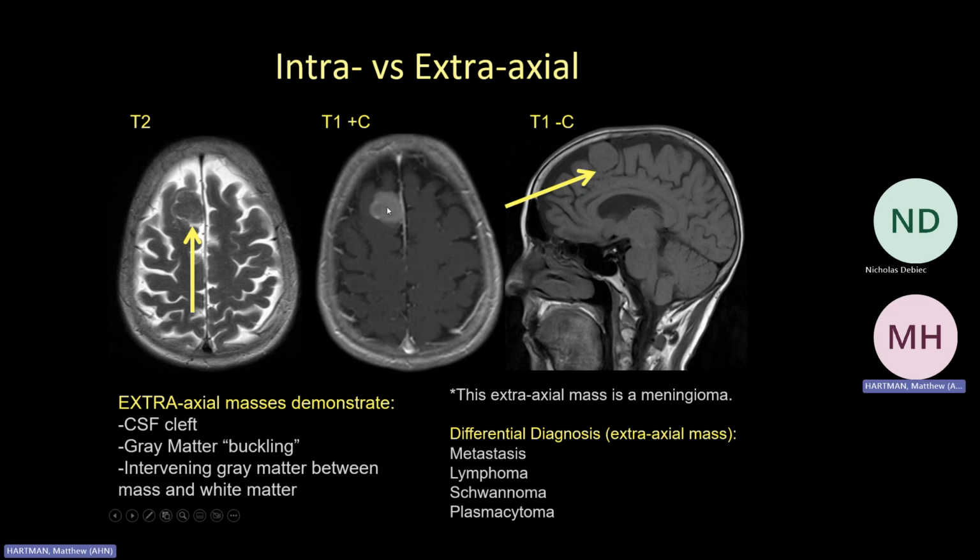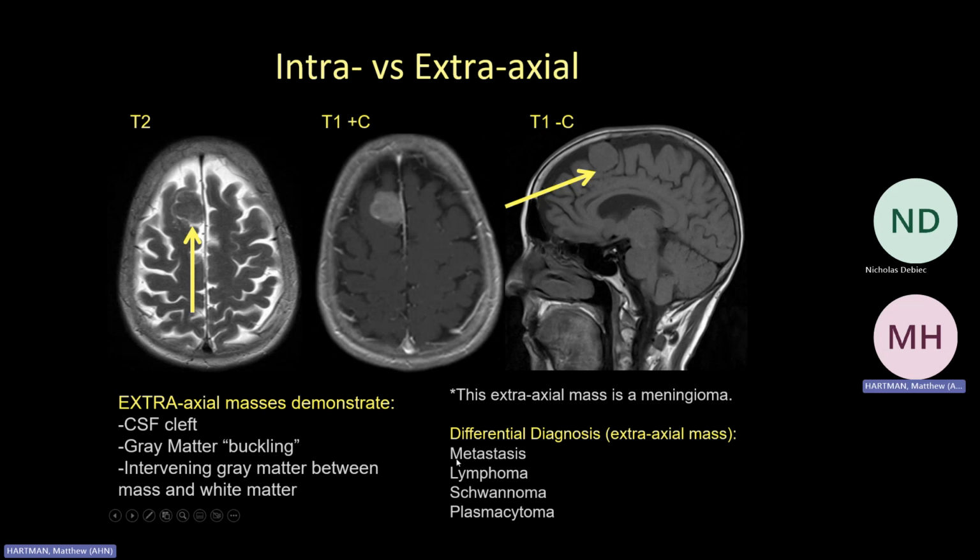And we see the lesion, which is right in the falx. So this will be extraaxial. You can look here for characteristics of extraaxial lesions. The CSF cleft, gray matter buckling. If it's on the falx, the tent, it's going to be extraaxial.